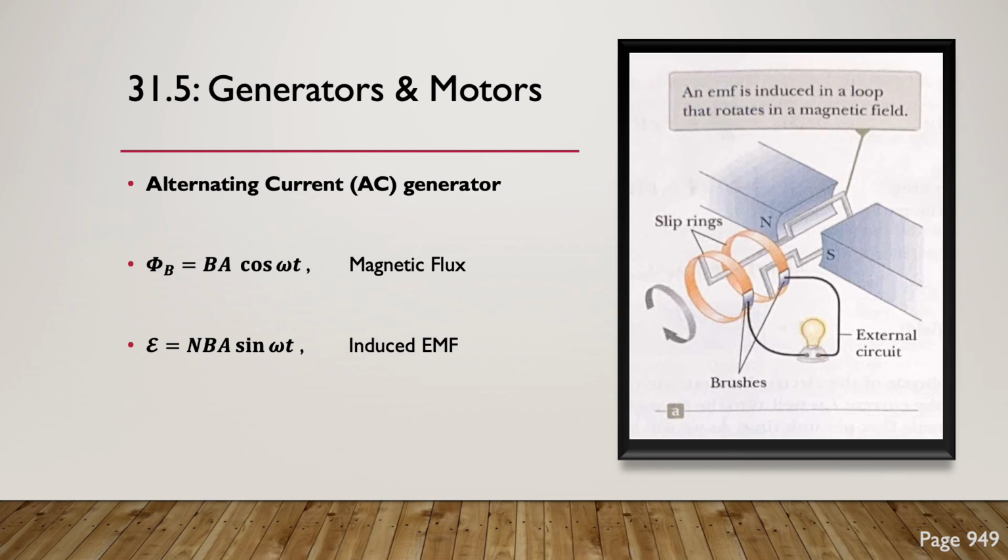The magnetic flux through the coil at any time is equal to B times A cosine of the angular velocity times time. Furthermore, the induced EMF in the coil is equal to the number of turns times B times A times the angular velocity times sine of the angular velocity times time.